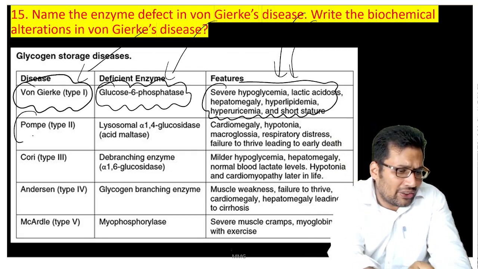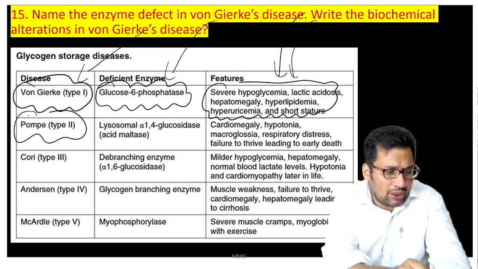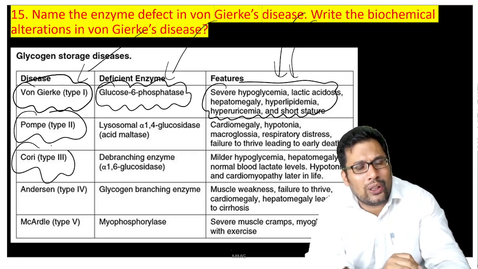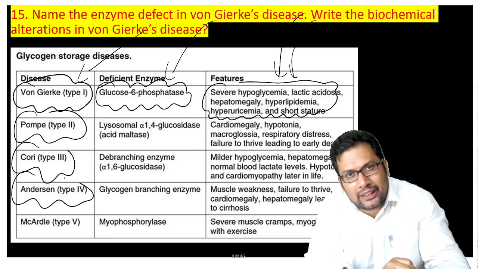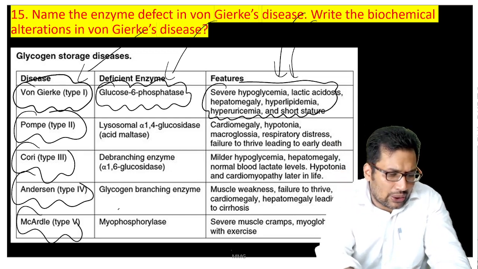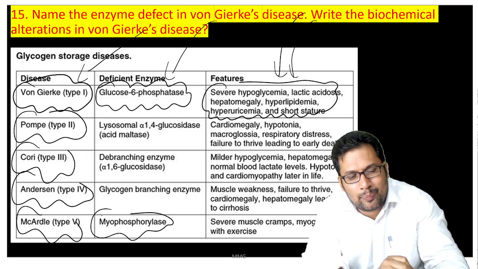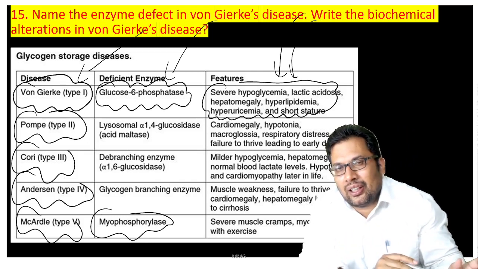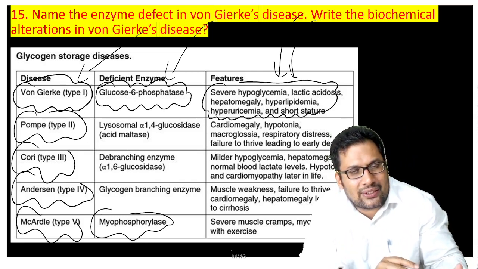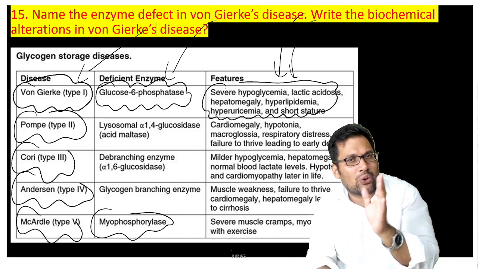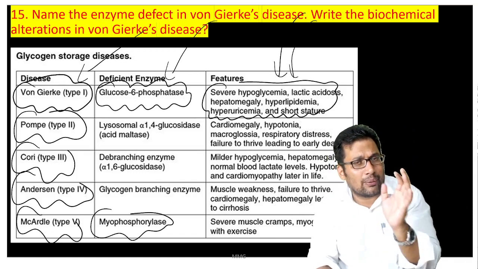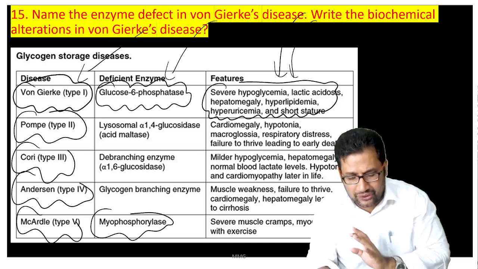Then Pompe disease, that can be asked in an upcoming exam. Cori disease, debranching enzyme. Andersen disease, branching enzyme. McArdle's, myophosphorylase. All these are glycogen storage disorders you must know. Let me complete, because this is a short session and a 3 marks question. I need to complete most of the topics in 30 minutes.